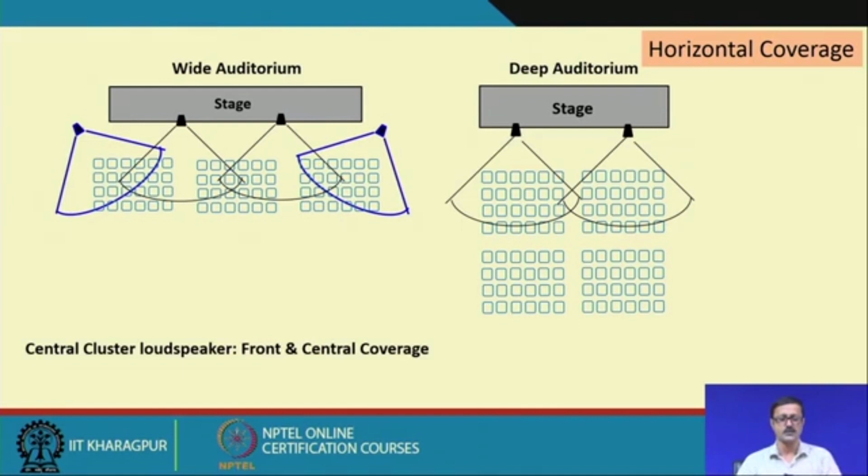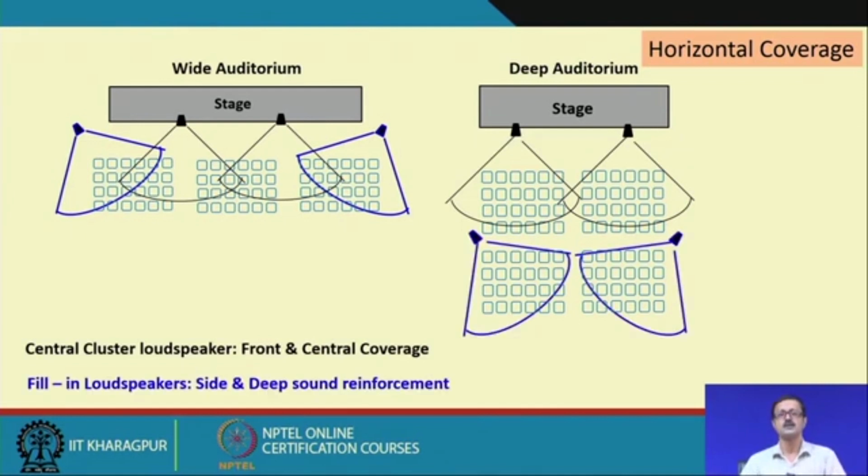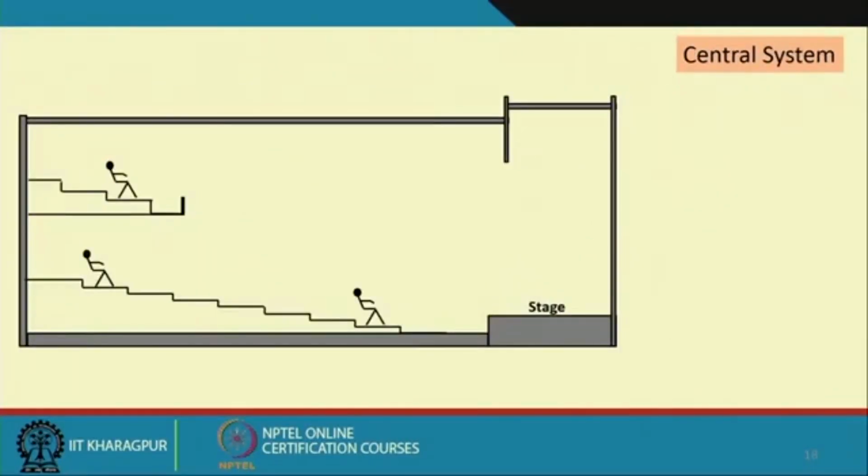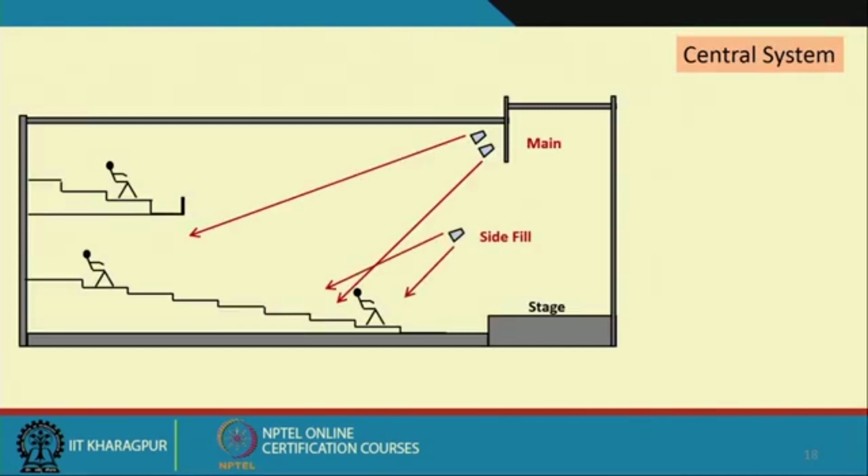So, you need some kind of speakers on the sides, wall mounted, which will take care of those areas where you have not taken attention from the central cluster. Those are called fill-in loudspeakers. Fill-in loudspeakers go along with your central loudspeaker system, where there is a requirement of filling if the central loudspeaker is not adequate to cover the entire wide or deep zone of your audience. So, now let us see what the possibilities are.